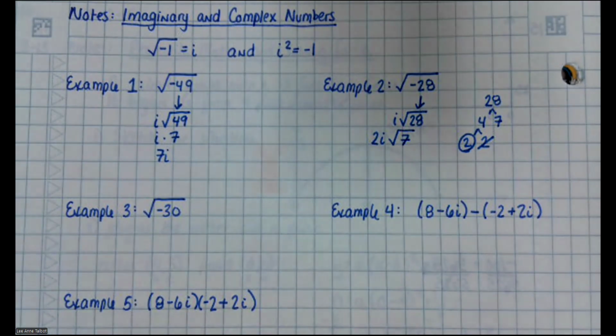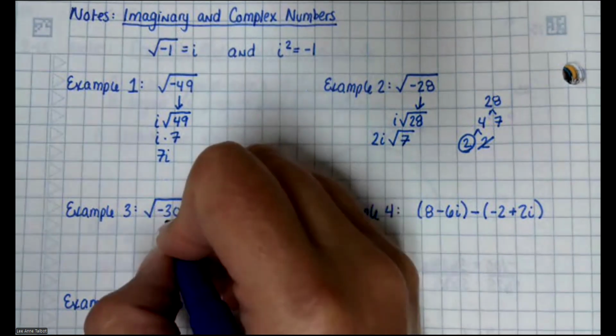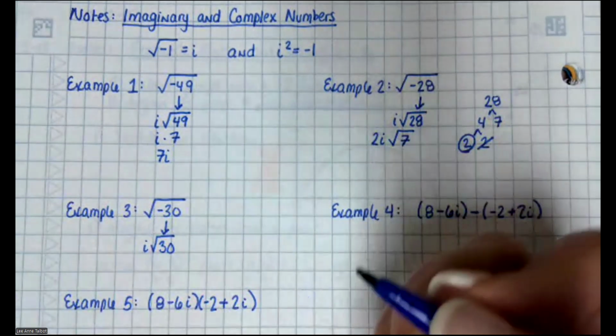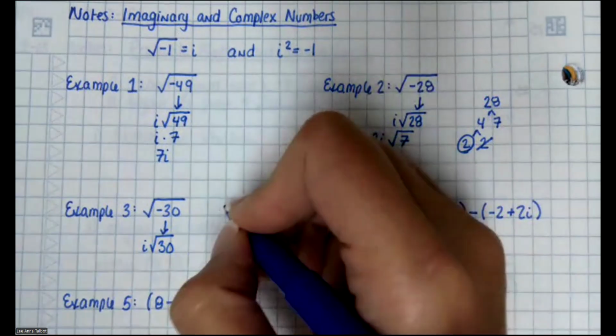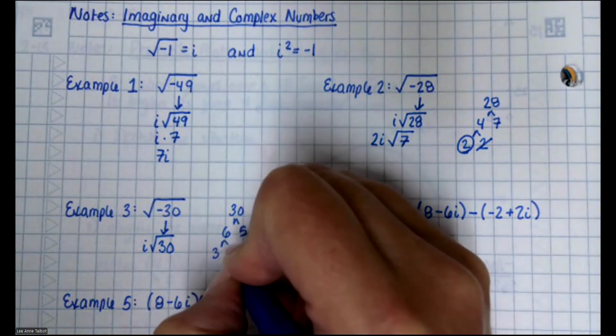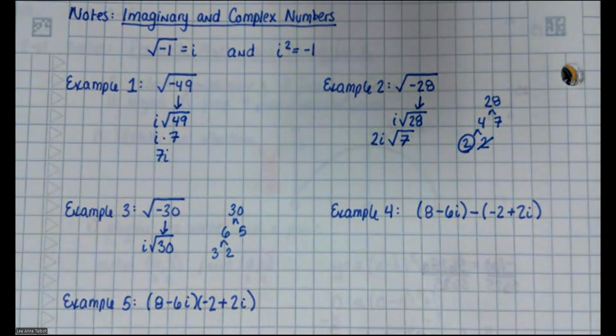Okay, now 30. 30 is a surprising problem. It's not a perfect square. But there's no twins, which means that the final answer is i root 30. That's it. You can't simplify it. There's nothing to circle and cancel. So the only thing you can fix is the i. Just make sure you don't put 30i. It's i root 30.